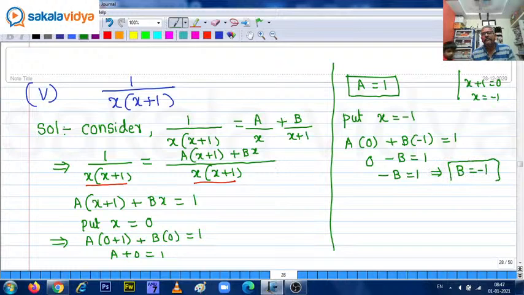So as we know both the values a and b, we can substitute here and we get the required partial fractions.